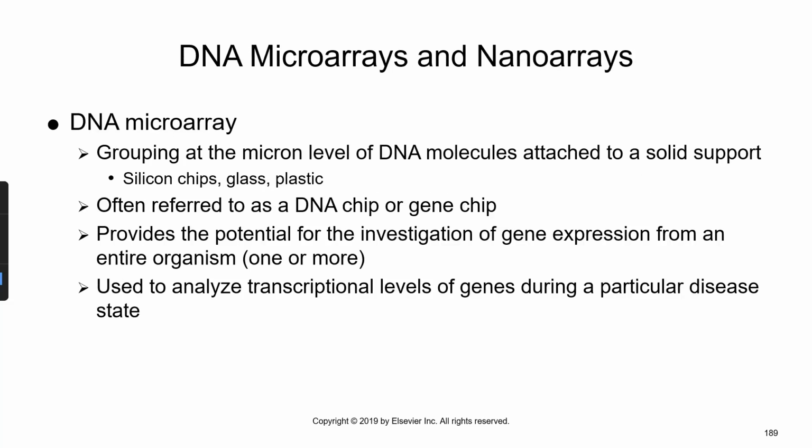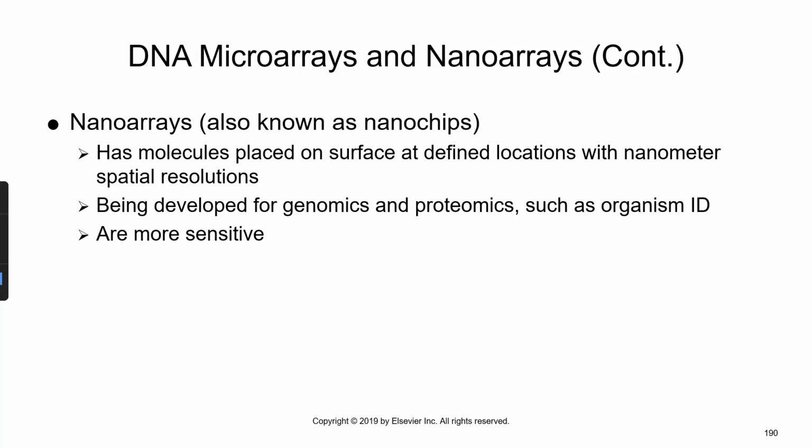Microarrays and nanoarrays. A DNA microarray is a grouping at the micron level of DNA molecules attached to a solid support, such as silicon chips, glass, or plastic, often referred to as a DNA chip or gene chip. It provides the potential for investigation of gene expression from an entire organism, and it's used to analyze transcriptional levels of genes during a particular disease. So, is a gene actually being transcribed by the organism? Nanoarrays, also known as nanochips, have molecules placed on the surface at defined locations with nanometer spatial resolutions. They're being developed for genomics and proteomics, such as organism ID, and they're more sensitive.